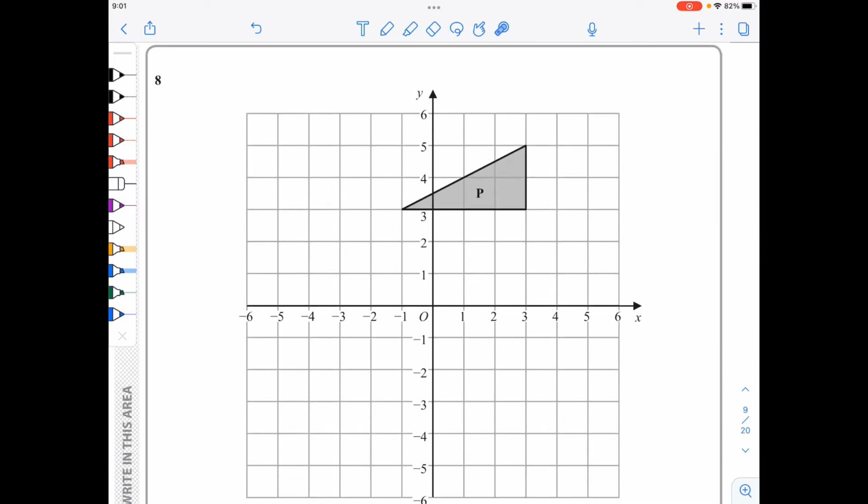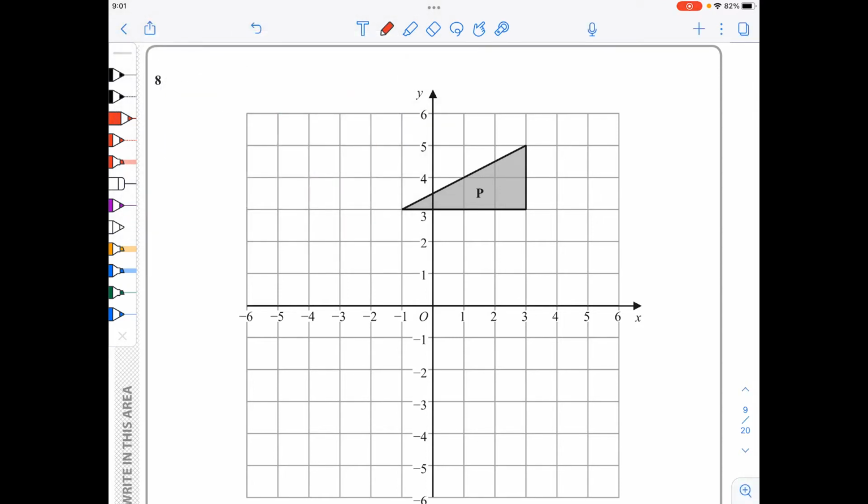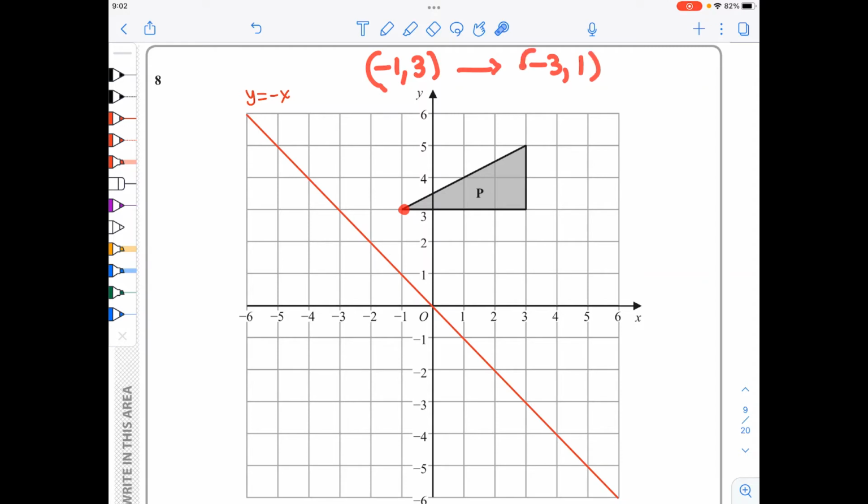8. Triangle P is reflected in the line y equals negative x to give triangle Q. So this is the line y equals negative x. We're going to reflect the triangle P to obtain triangle Q. So a nice approach will be to take each of the coordinates of the vertices. So this one is minus 1, 3, and reflecting along the line y equals negative x means interchange the x and the y and change their signs. So minus 1, 3 will go to minus 3, 1.